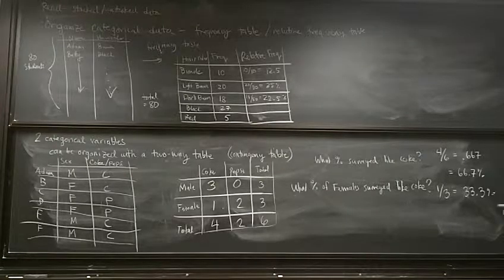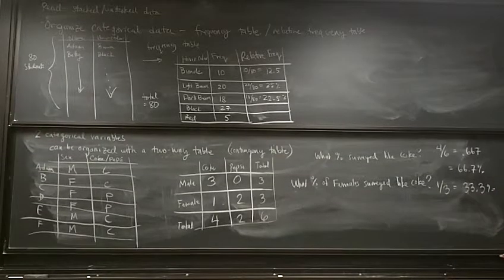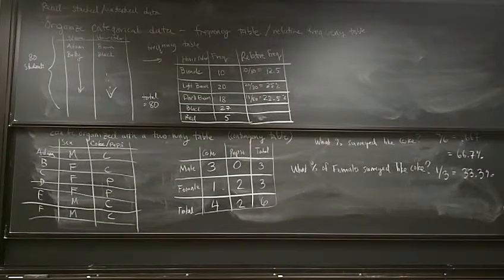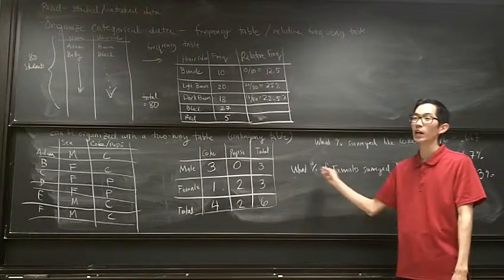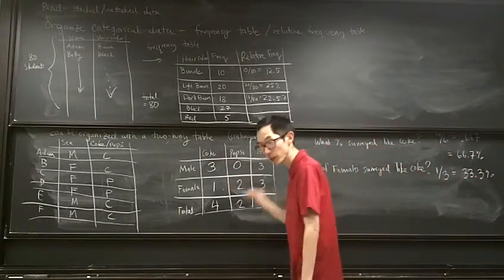Are you confused? Shouldn't it be 1 out of 4? No, 1 out of 4 is a different question. I'll get to that. So what percentage of females surveyed like Coke? How many females surveyed were there? There were 3 females surveyed. Of those, how many liked Coke? 1.